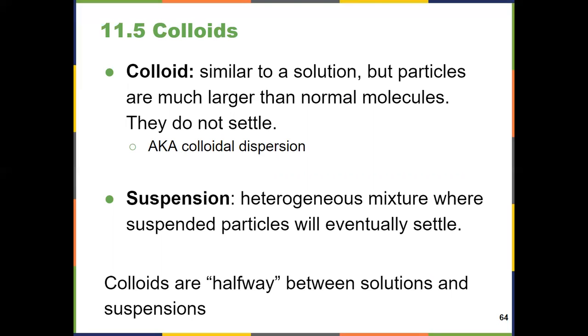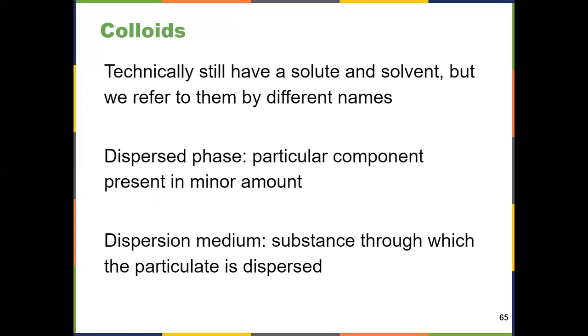Now, a suspension is a heterogeneous mixture. We've got particles that are suspended in solution, but given enough time, they will eventually settle out. So you can think about a colloid as being halfway between a solution and a suspension. The difference is colloids do not settle out, suspensions do. So milk, for example, with lactose and whatnot dissolved in there, is an example of a colloid. Hopefully your milk doesn't settle out.